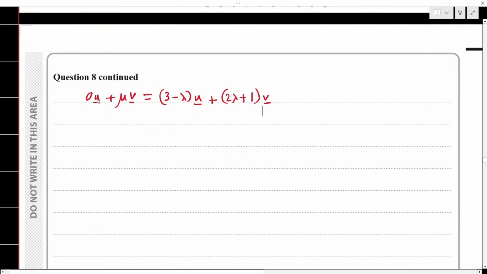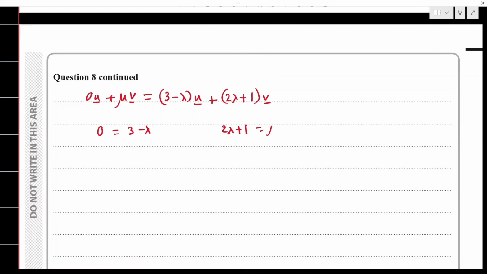Now we can see that we have the u vector and the v vector on both sides of our equation. So we can now compare the sides. After comparing, we can see that 0 is equal to 3 minus lambda, and 2 lambda plus 1 is equal to mu. From this expression, I can easily find out the value of lambda.